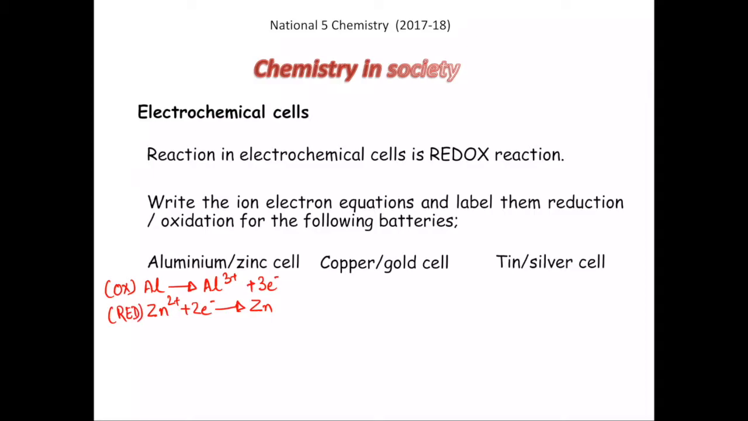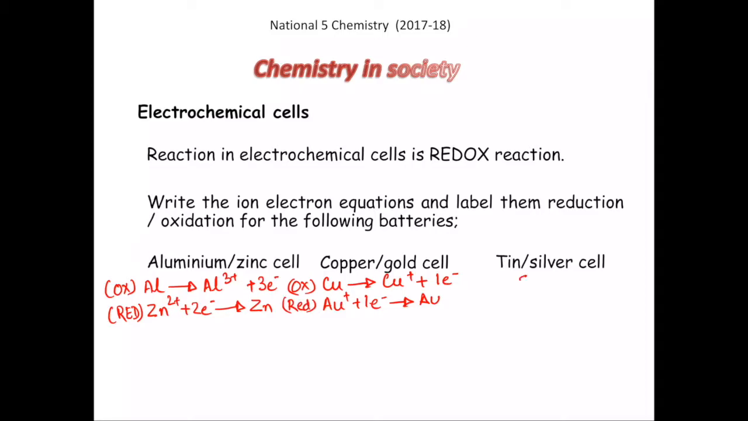In the copper gold cell, copper lies higher in the metal activity series, so it will have a tendency to change into cuprous ion and lose one electron. Gold ion will have a tendency to gain the electron and change into gold metal. So again, copper undergoes oxidation, gold undergoes reduction.